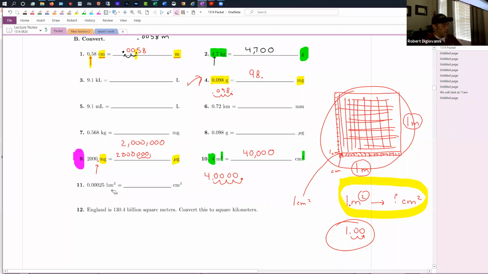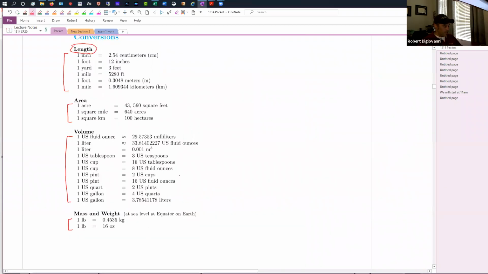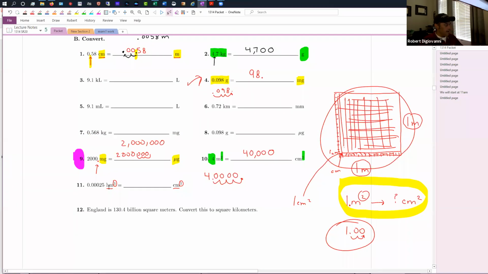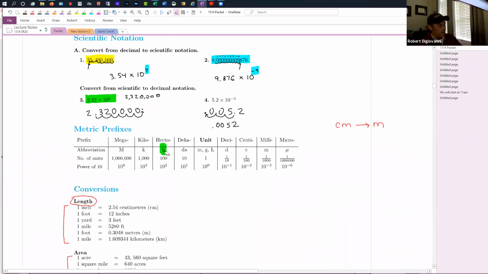On number 11, we're trying to go from HM cubed to centimeters cubed. So whatever we do on the chart, we're going to have to do it how many times? 3 times. So let's go to our chart. Let's find H on our chart. H is right here. And we're trying to go from hectometers all the way to centimeters.